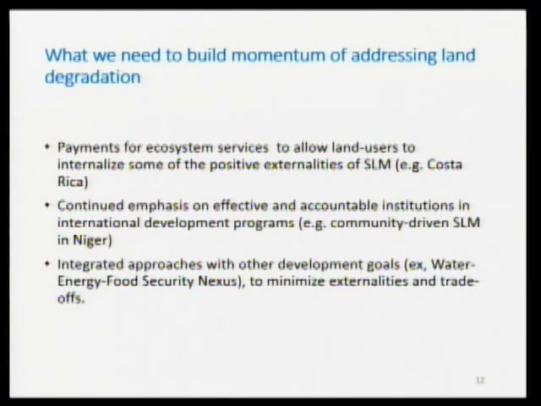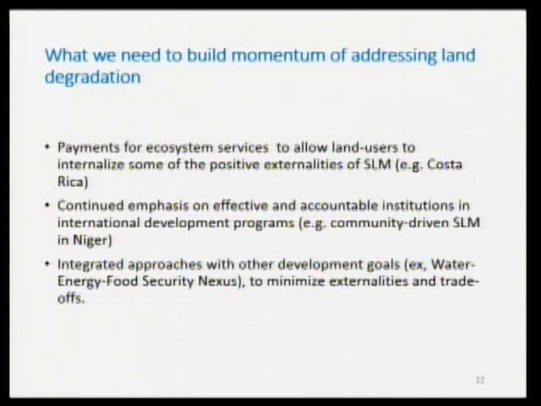So, three areas with which I would like to conclude my presentation. As Ephraim said, and what we find in all our case studies, returns from action are very high. They are 5 times, 6 times higher than the cost of inaction. So why are farmers not adopting these sustainable land management technologies, if it's so profitable?